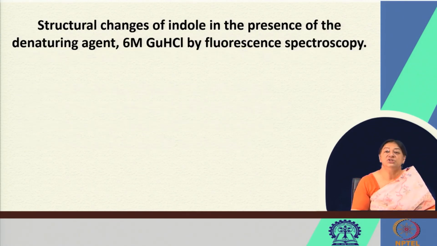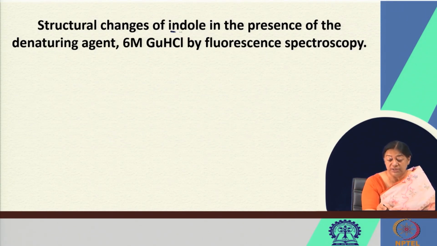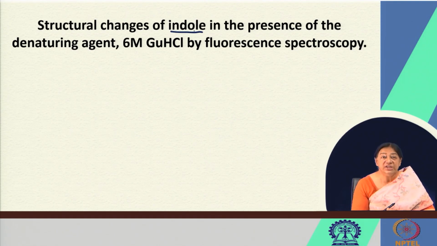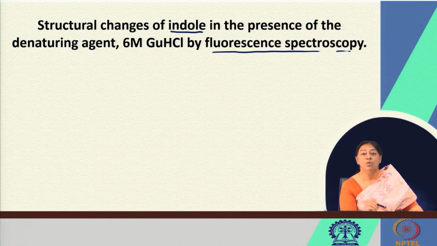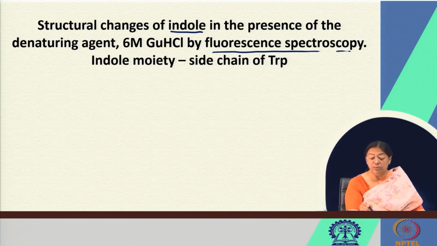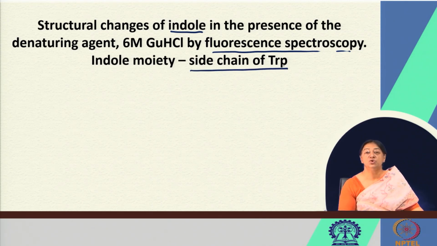Now, when we look at structural changes of a specific indole moiety in the presence of a denaturing agent such as 6 molar GuHCl, we mentioned in the lecture on protein denaturation that there were certain methods by which we could monitor the change, and in this case the monitoring has been done by fluorescence spectroscopy. What do we know about the indole moiety? The indole moiety is the side chain of tryptophan, which shows fluorescence emission. Which are the 3 amino acids involved in UV absorbance? Mainly phenylalanine, tyrosine and tryptophan, of which tryptophan has the highest extinction.